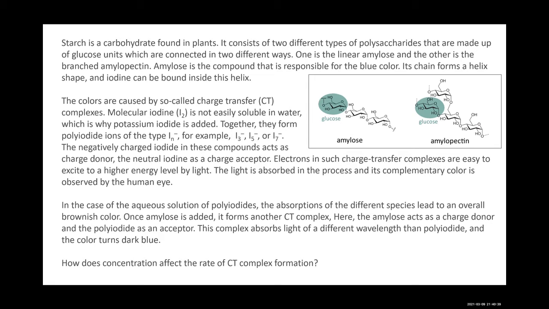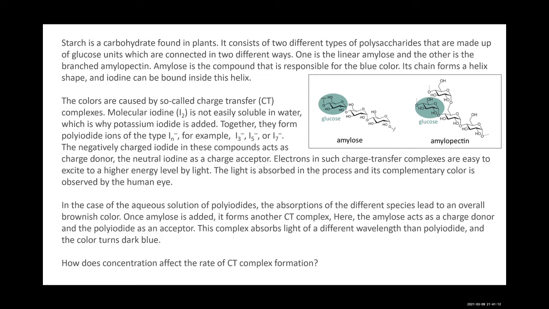The colors are caused by so-called charge transfer complexes. Molecular iodine is not easily soluble in water, which is why potassium iodide is added. Together they form polyiodide ions, and these are of various types. They can be ions of I_n negative: I3, I5, or I7 negative. Negatively charged iodide in these compounds acts as a charge donor, and the neutral iodine as a charge acceptor.